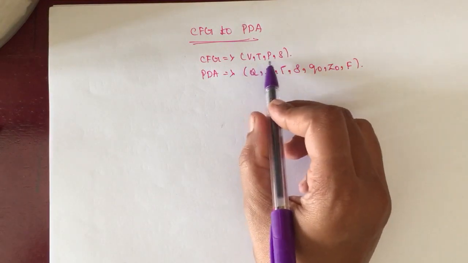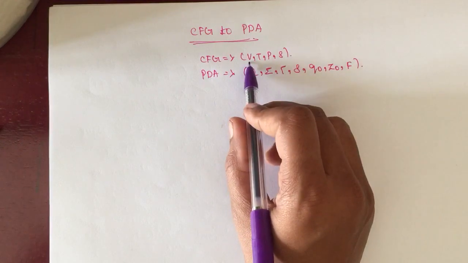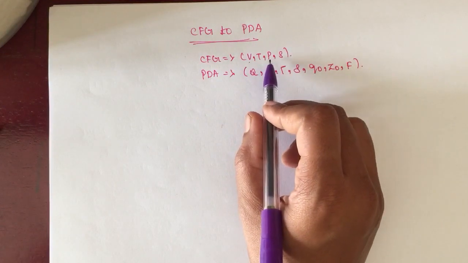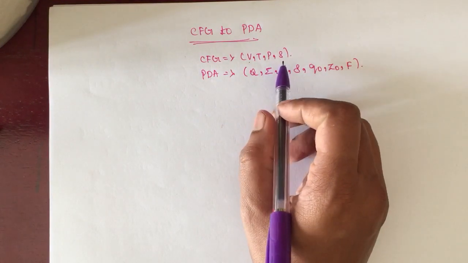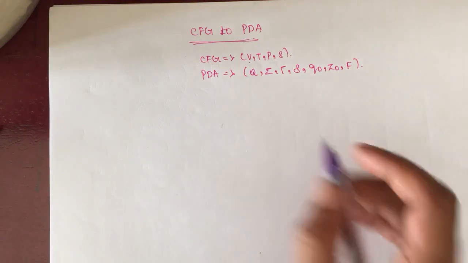So V, T, P, S are the tuple notations which you have used for the context free grammar. V indicates the variables, T indicates the terminals, P indicates the productions, and S indicates the start symbol. So always the production rule will be given and the input string also will be given. With the help of the production rules, we check whether the given string is derivable or not in the context free grammar, right? So always the context free grammar will be in the form of the production rules.